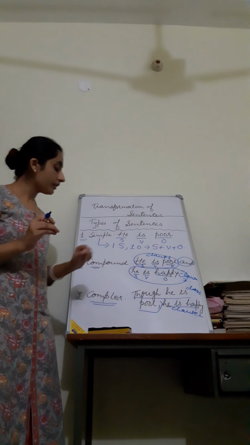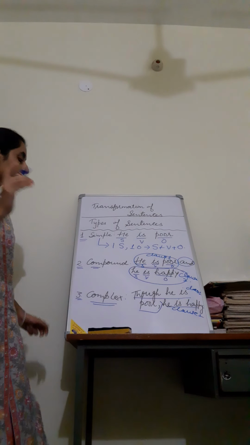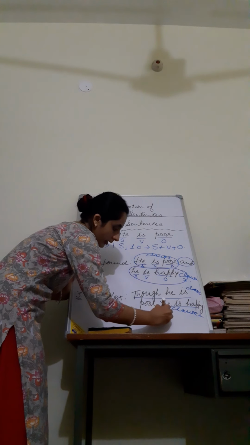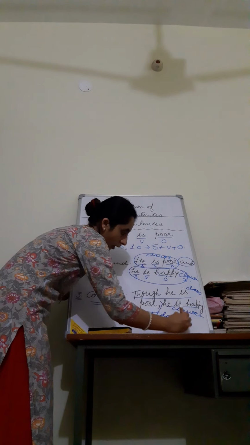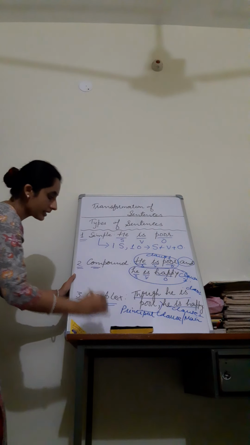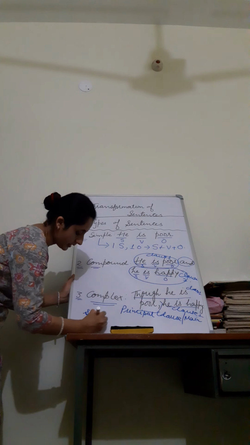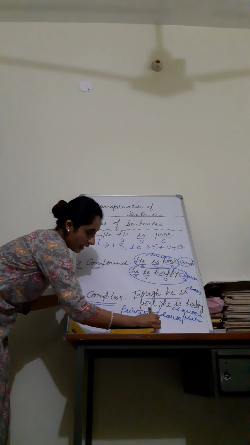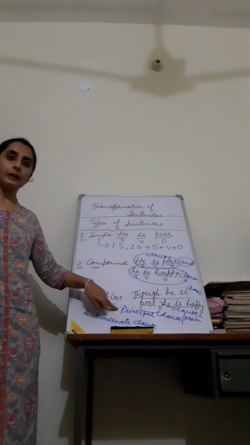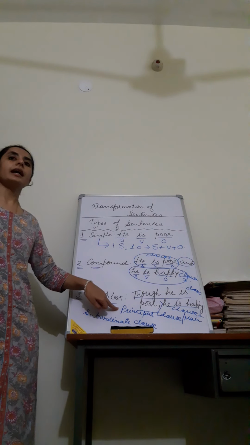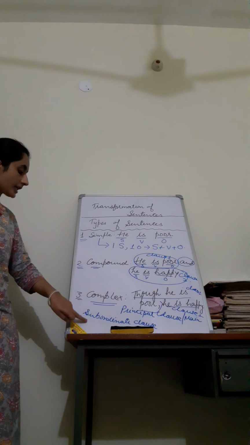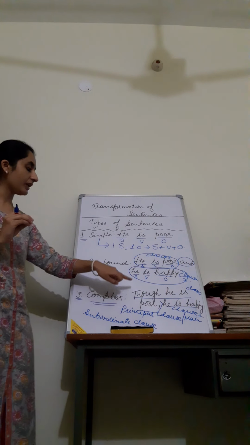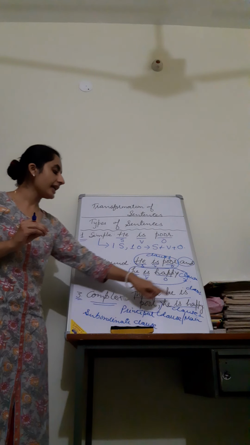So in complex sentence we have two clauses. One is the principal clause or main clause. Another is the subordinate clause. Principal clause is meaningful and it does not need any other clause to complete its meaning, and subordinate clause needs principal clause to complete its meaning. For example, if we see this example, though he is poor, he is happy.